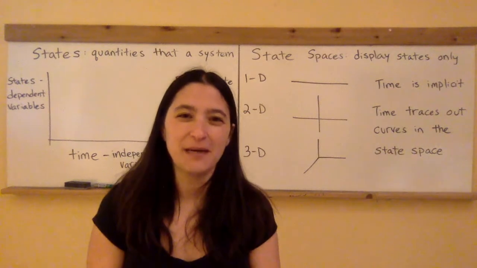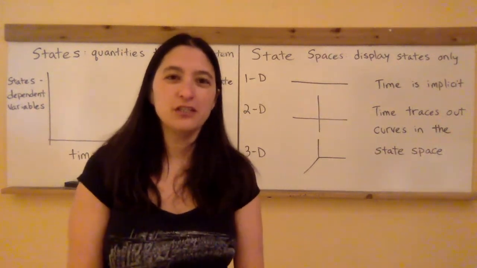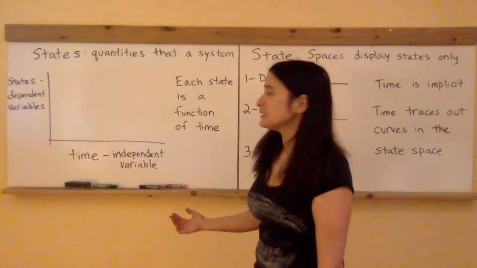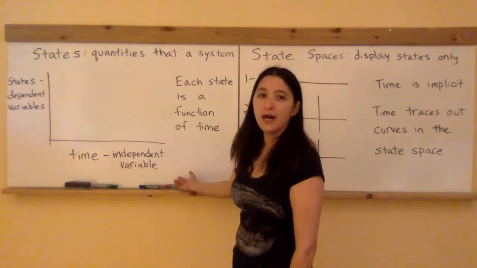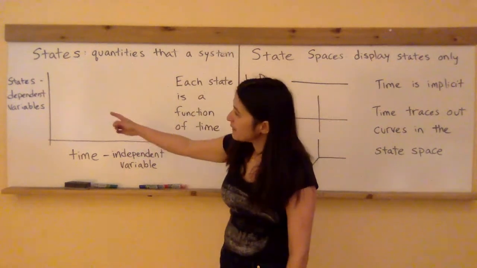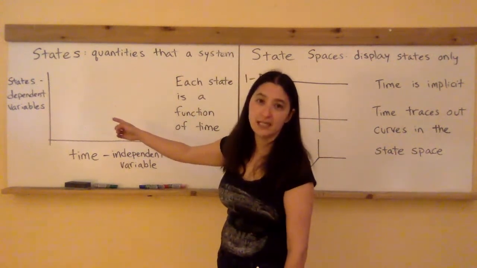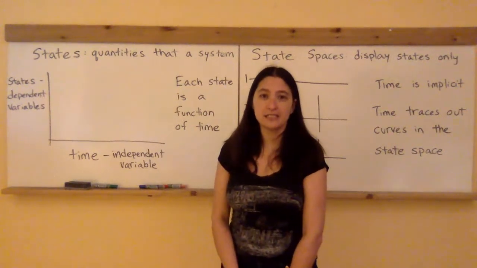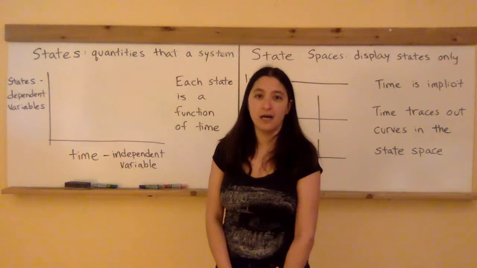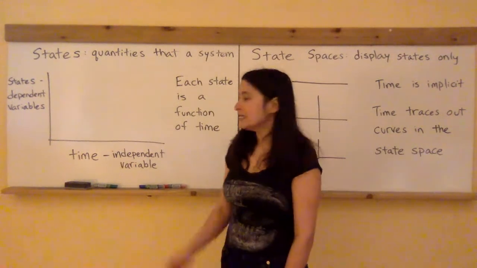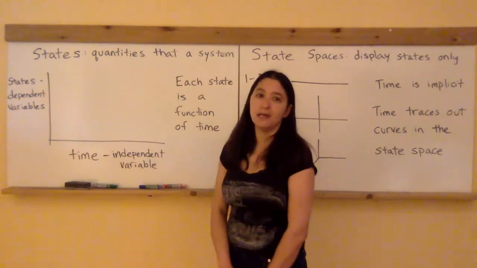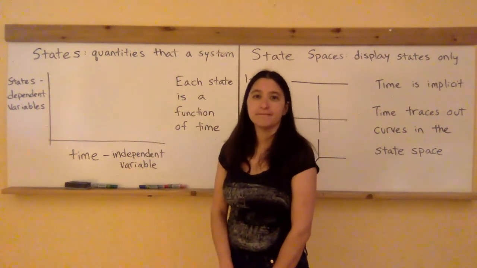Now, when you're doing mathematical modeling, typically you're trying to describe things that are changing in time. That's why we're so used to seeing these types of graphs where time is the independent variable on the horizontal axis and the dependent variables, the states, are located on the vertical axis. That's because each and every state is itself a function of time. In mathematical modeling, time is the independent variable and the states are the dependent or output variables.